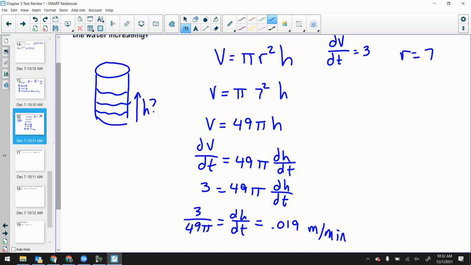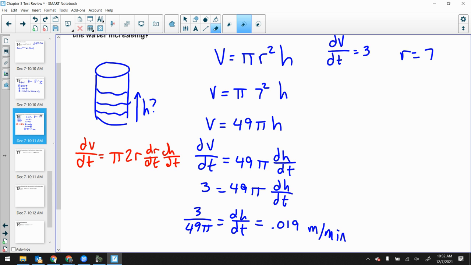Would it have messed you up if you hadn't plugged in the 7, if you would have just taken the derivative beforehand? Well, you would have tried to take the derivative of it. Let me see real quick. Because you would have said dV/dt is equal to pi times 2r dr/dt times h, plus pi r squared dh/dt. And then that means there would be some sort of dr/dt, but there is no dr/dt, right? There is no change in your radius. So that would be weird. All right, any other questions on that one?